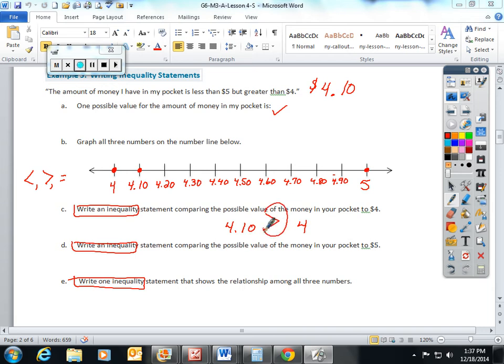Now, there are so many clever tricks: Pac-Man eating the larger number, alligators, whatever works for you, please use it. Part D asks them to write an inequality comparing the possible value of the money in your pocket to $5. Well, $4.10 is less than $5. And then they wanted an inequality statement that shows a relationship between all three numbers. Since I numbered them on the number line above, I took the order from the number line: $4 is less than $4.10, which is less than $5. And this is a brief synopsis of lesson 4.